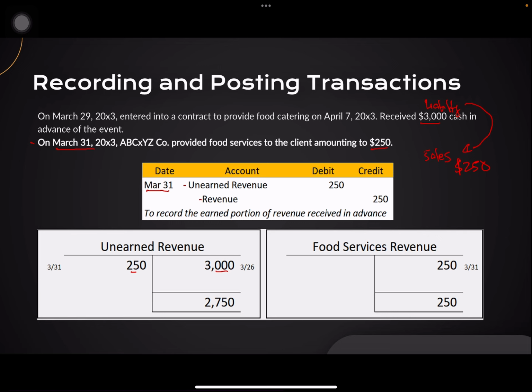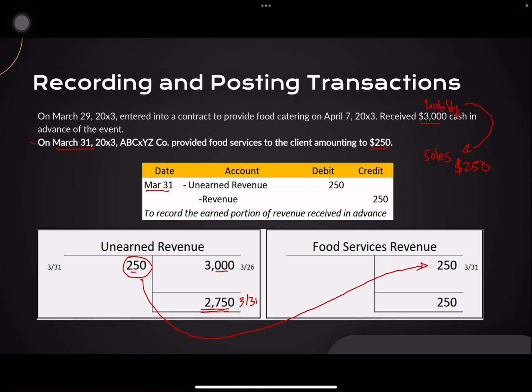So get the updated balance of your unearned revenue simply by deducting the credit amount versus the debit amount. So $3,000 minus $250, you would have an unearned revenue as of March 31 amounting to $2,750. And then this extinguished liability, as a result of your performance of your service, will now be categorized as part of your revenue or sales.